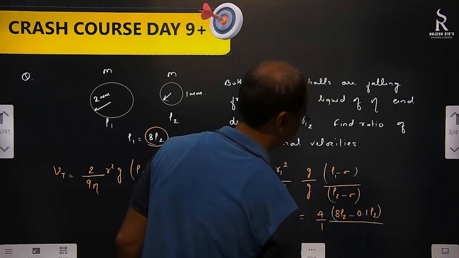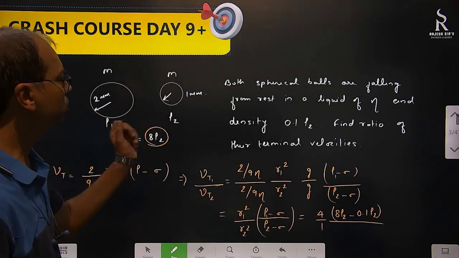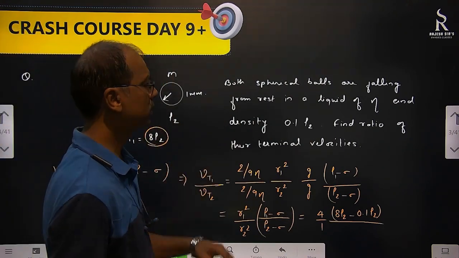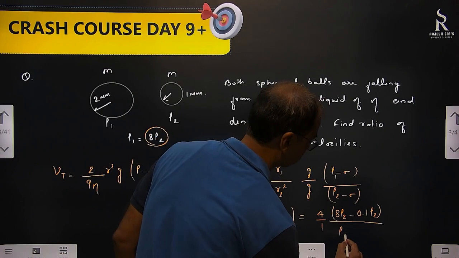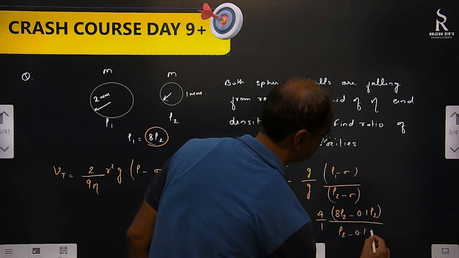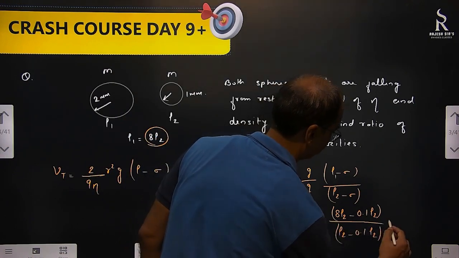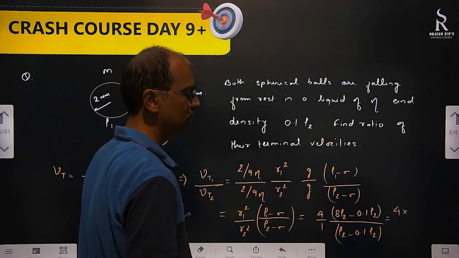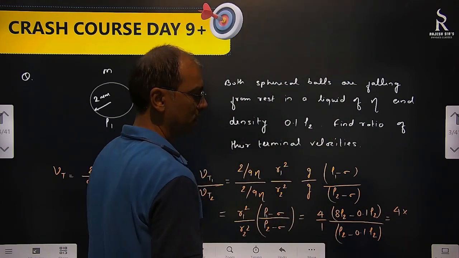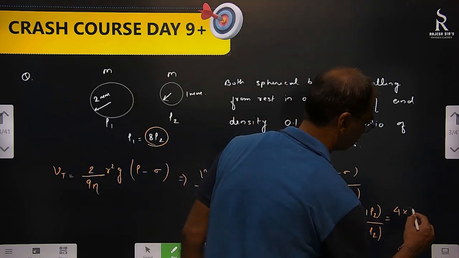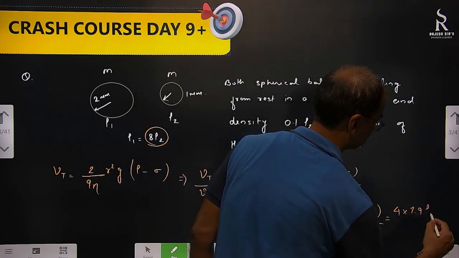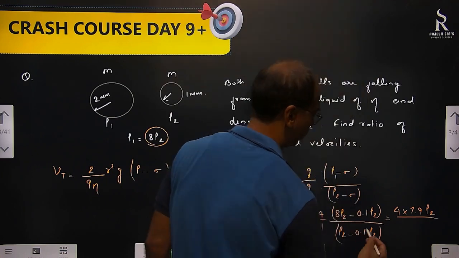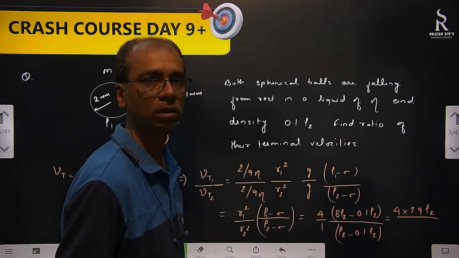Then rho 2 minus 0.1 rho 2. That's it. So what we got? This is 4. 8 minus 0.1, that will be 7.9, so 7.9 rho 2, and 1 minus 0.1, that means 0.9.